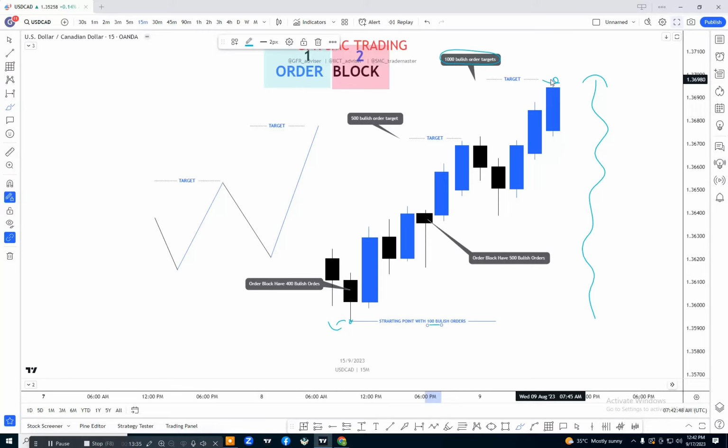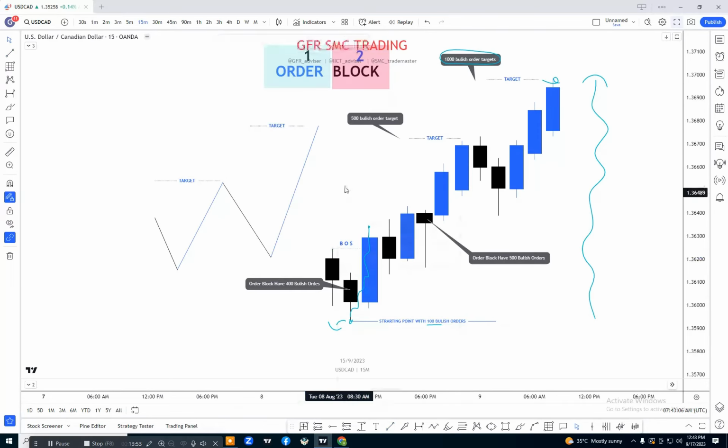So how will the market move? With 100 orders, the market started a bullish trend from this point, like this. The market tests that level, which causes the breakout of structure in the market.